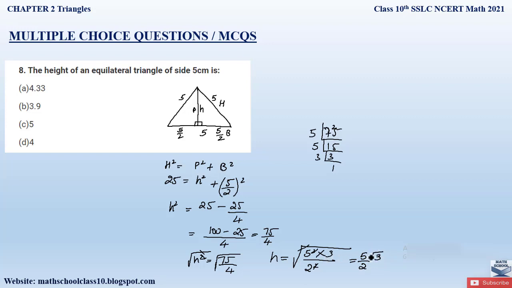So what is the value of root 3? Always remember root 3 can be written as 1.73. So let us multiply 5 into 1.73 will be how much? 5 3s are 15, carry 1, 5 7s are 35, plus 1 is 36, 5 1s are 5, plus 3 is 8. So since there is decimal point after two numbers, we will place a decimal point here. So it is 8.65 divided by 2.